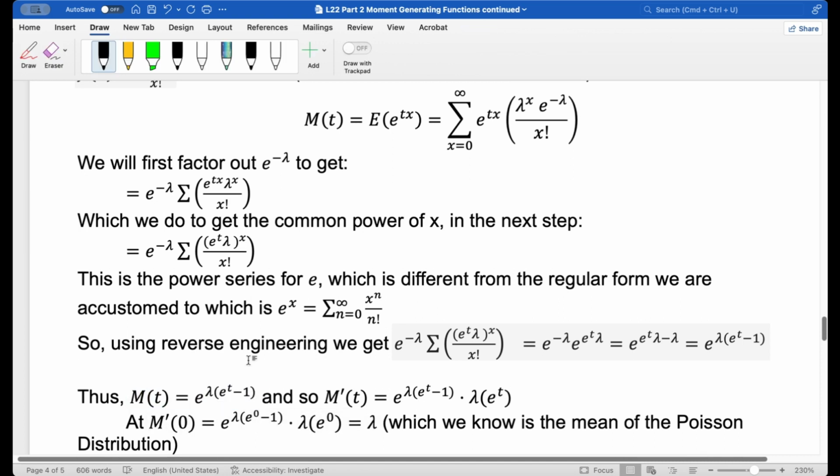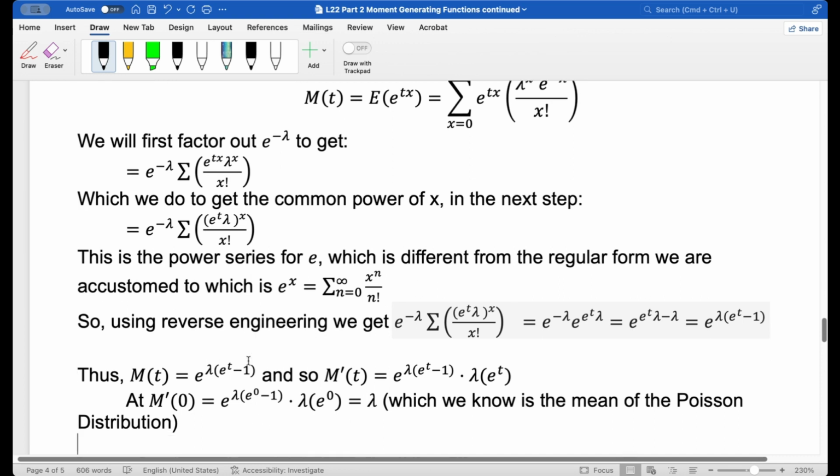And if we take the first derivative and plug in 0, we'll get the mean. The derivative of the exponential is itself times the derivative of the exponent. Derivative of lambda times e to the t minus 1 is lambda times e to the t minus 0. So it's just lambda e to the t. Plugging in 0 for t, we're left with lambda times e to the 0 times 1. So we get just lambda, which is the mean of the Poisson distribution.